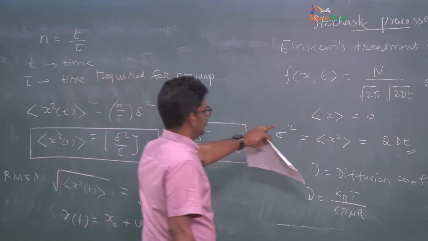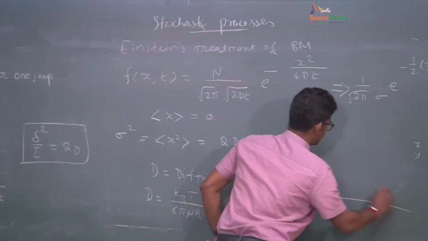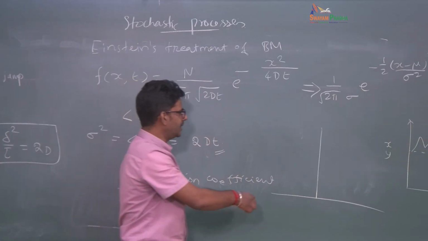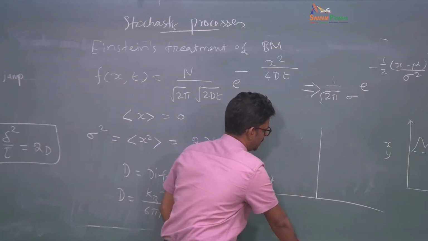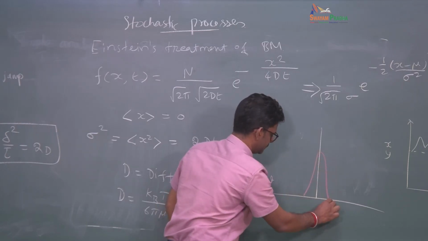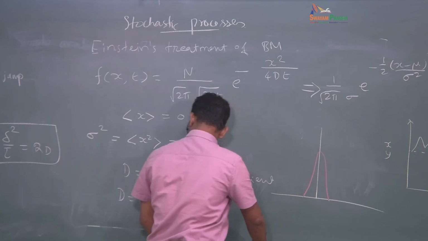And of course, if you want to plot this function, you will see that at time t equals 0 this will be a delta function, and then as a function of time, you will see that it would spread. It's supposed to be symmetric.